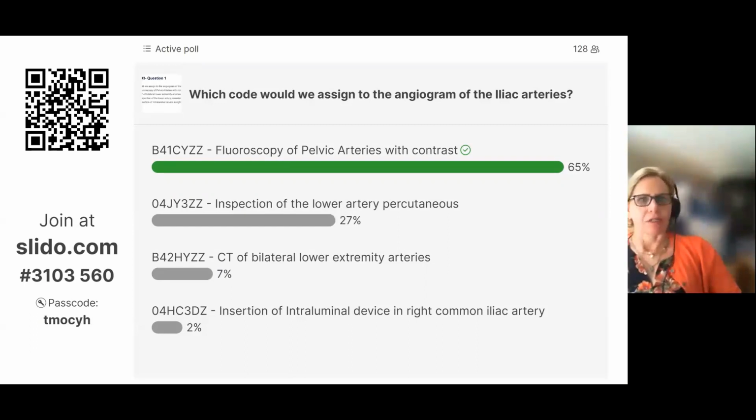And I believe there's also definitions supporting that in the ICD-10 coding classes as well. But I can completely understand where this inspection of the lower artery percutaneous would be chosen. That was one of the codes I used. So then we grow and we learn as registrars.